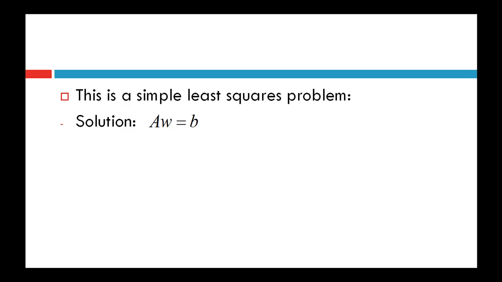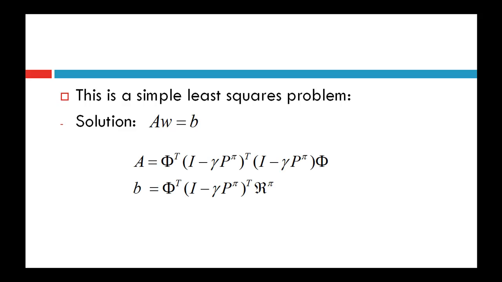and therefore the result is simply A times W equals B, where A and B are defined as: A is phi transpose times (I minus gamma times P pi) transpose (I minus gamma times P pi) times phi, and the B vector is phi transpose (I minus gamma times P pi) transpose R pi, where I is the identity matrix. So this is the solution for the Bellman residual minimization algorithm. This is obviously the theoretical solution.